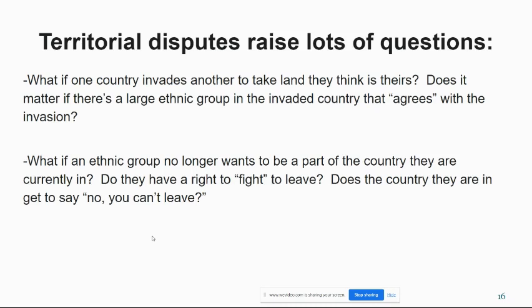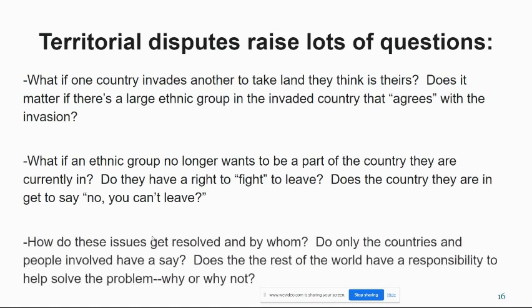But we also know that in this country, the South seceded at one point. We fought a war over that. We fought a war to keep them with us. Does the country that they're in get a chance to say, no, you can't leave? So how do these issues get resolved and by whom? Do only the countries and people involved have a say, or does the rest of the world have a responsibility to help solve the problem? And that is part of what we're still considering with the Russian invasion of Ukraine.